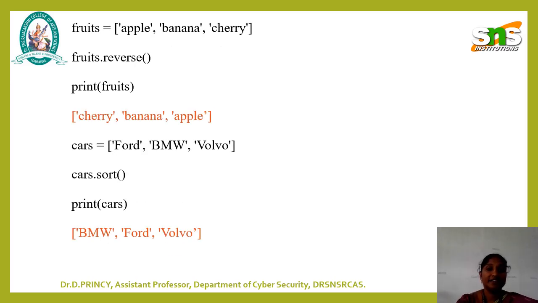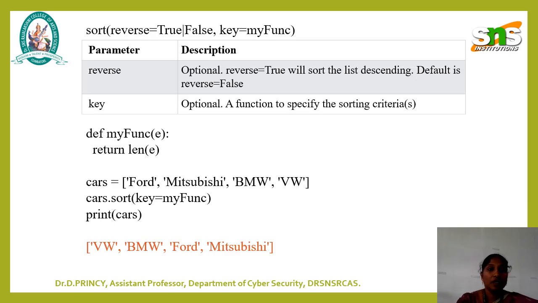fruits.reverse reverses the list of elements. Apple, banana, cherry will become cherry, banana, apple. cars.sort sorts in ascending order. So it starts with BMW, Ford, Volvo, alphabetical order. Sort has two parameters. One is reverse. Reverse takes two values, either true or false. True means it will sort the values in descending order. False means ascending order. False is the default value.